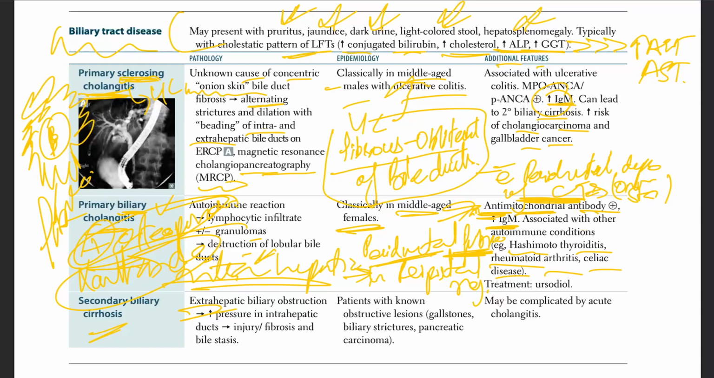Okay, moving on with the last thing. What do we have here? We have the secondary biliary cirrhosis. This is extrahepatic biliary obstruction, which leads to an increase in the pressure in the intrahepatic ducts. Look, the obstruction is in the extrahepatic, although the pressure is increased. Nobody's asking about the pressure. The injuries here are fibrosis and bile stasis. It presents with known obstructive lesions like gallstone, biliary stricture, and pancreatic carcinoma. May be complicated by ascending cholangitis.